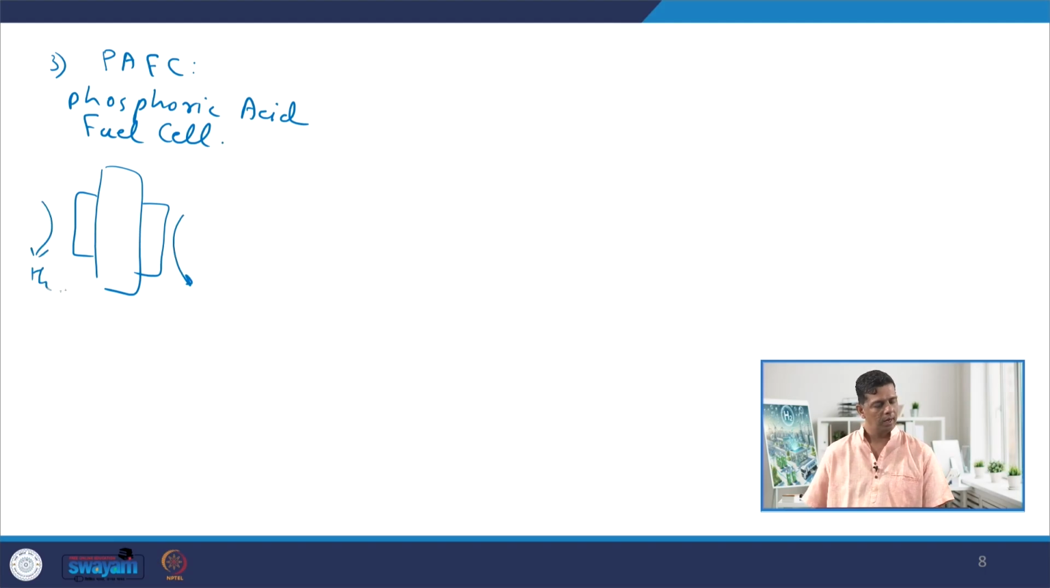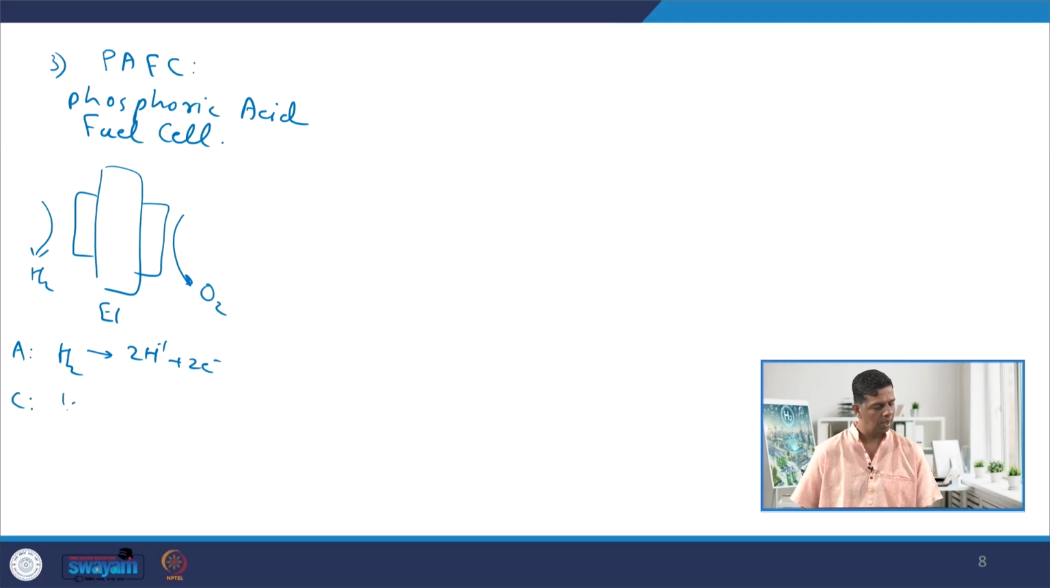So, we have hydrogen and oxygen, and this is the electrolyte. In this case, it is a phosphoric acid based dipped electrolyte, and the anode and cathode reactions remain the same. H2 gets split into 2H plus 2 electrons, whereas at the cathode, half mole of oxygen combines with 2 moles of protons and 2 moles of electrons to form product water.